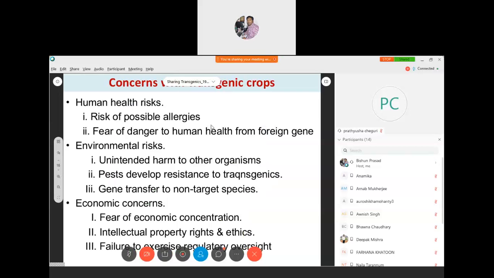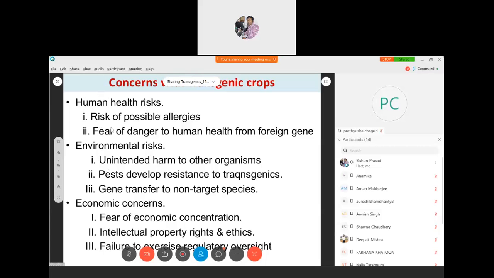Then there are different concerns with the transgenic crop. Although we as scientists or as students of plant breeding, biotechnology, pathology know that Bt proteins or Bt genes are safe, still we have concerns if we go and try to convince the farmer, or if we go and convince the NGO people. They say that no, no, no, there are lots of concerns with the transgenic crops. So these are the major concerns. The first important concern with the transgenic crop is human health risk.